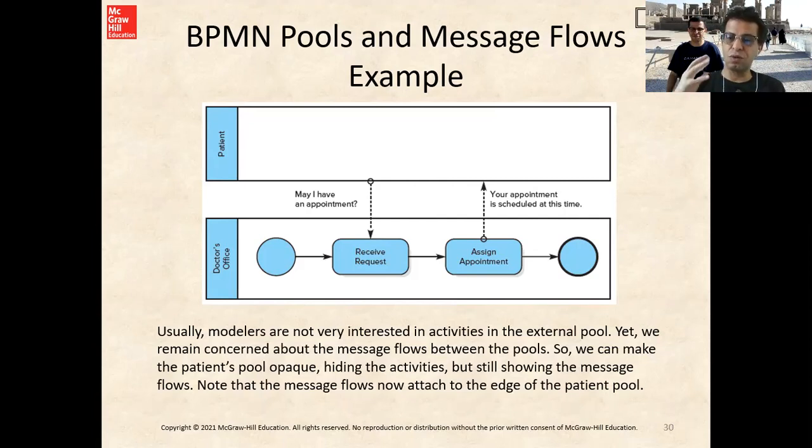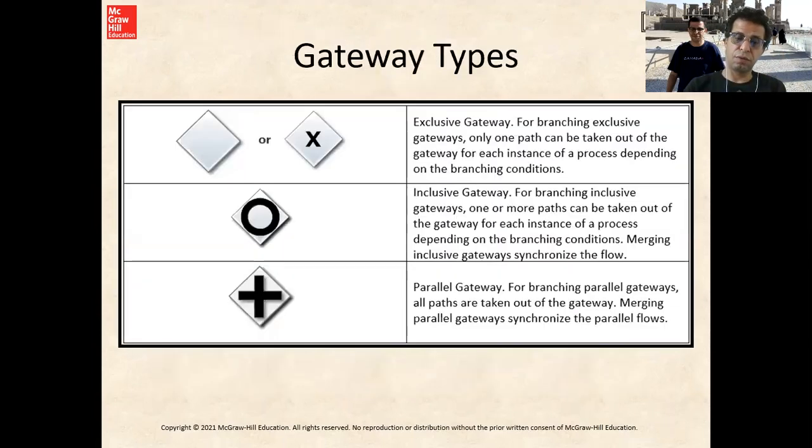It's like you don't need to know how the supplier is doing everything in detail. All you need to know is that you get your products on time, in the exact amount, with certain quality. So we can make the patient pool white, not looking at it, hiding the activity, but still showing the message that is coming from them, because we need to react to it. Note the message flow is now attached to the edge of the patient pool. So as you see, it is a back flow.